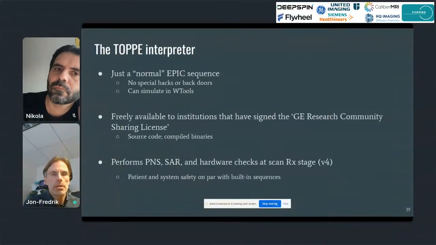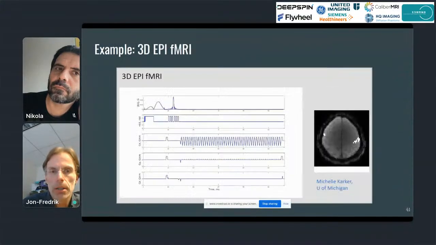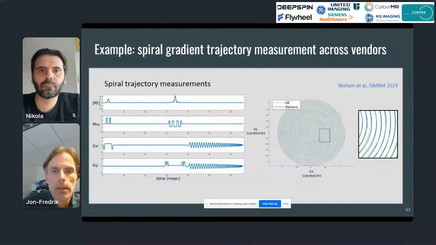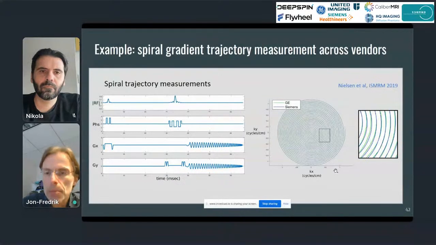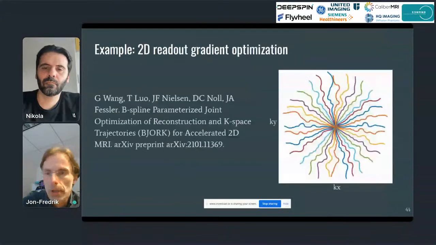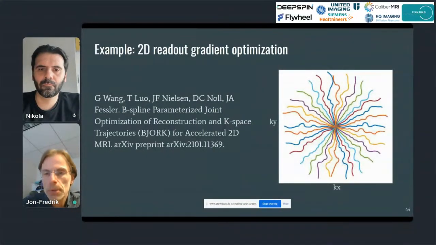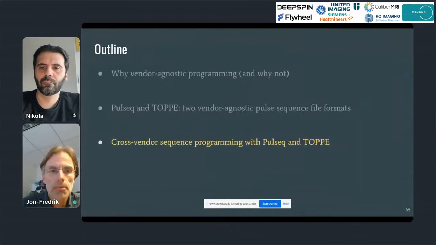And the interpreter, it's just like any other normal EPIC sequence that we can freely share to users, to other GE sites. And here's just some quick examples: 3D spiral, EPI. We can measure the spiral trajectories using a sort of a pencil beam measurement, and we see that both scanners really have excellent gradient fidelity. Here's just another example of a tailored ORA pulse. Here's another example of some crazy readouts with arbitrary waveforms that we can easily play out using this setup.